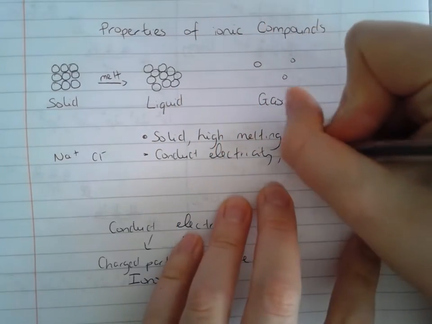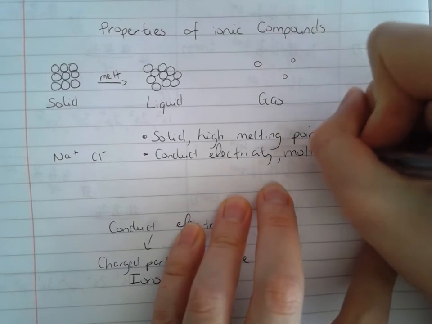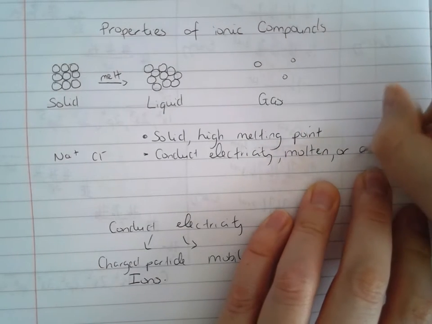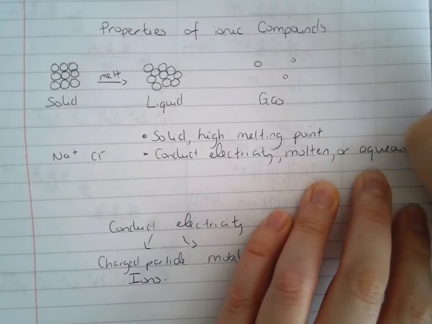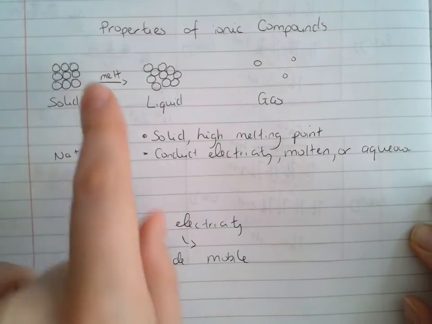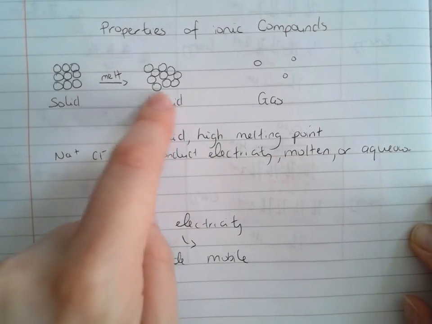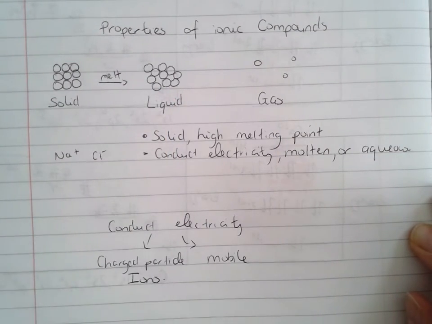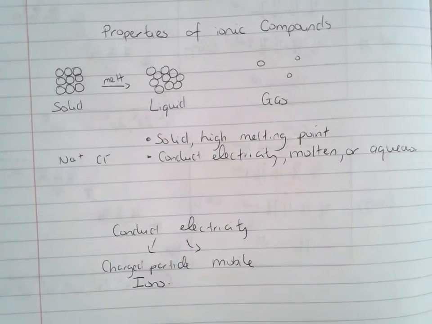but only when molten, which is just another word for melted, or aqueous, which is dissolved in water. They have the charged particles, ions, they always have ions, but those ions can only move when it is a liquid, so you're going to melt them or you're going to dissolve them in water.